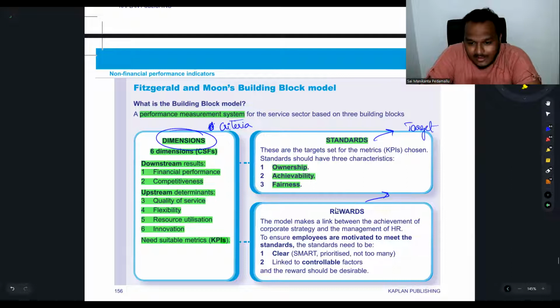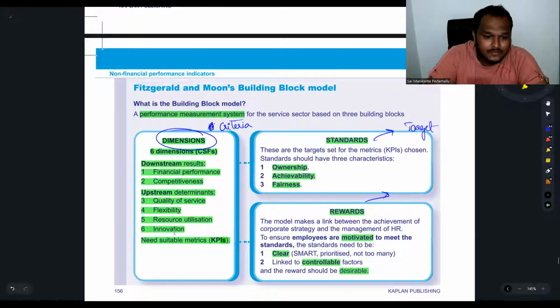Okay, fine. Then similarly, reward. When you are giving rewards, they should be clear. Smart objectives should be there. Reward should be given only on controllable factors. Reward should be desirable. It should motivate people. Okay, fine. That's all you want to talk about. Nothing more than that. Cool. We'll ignore it at that phase.